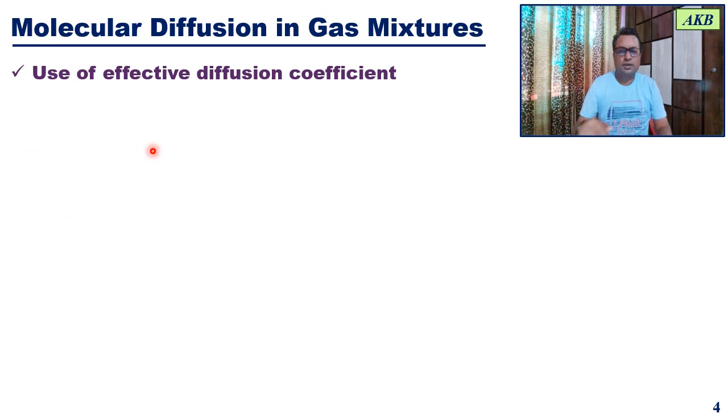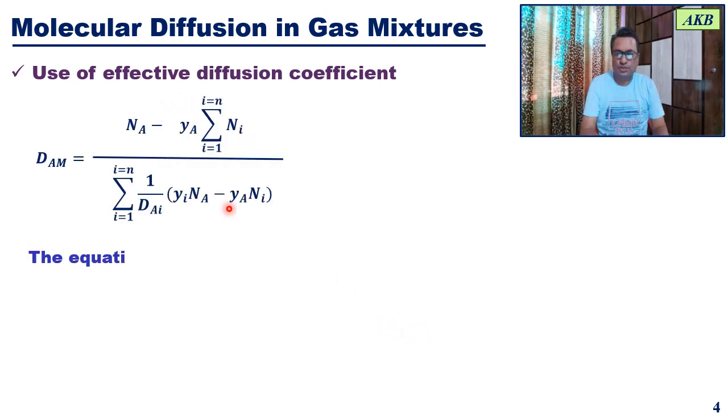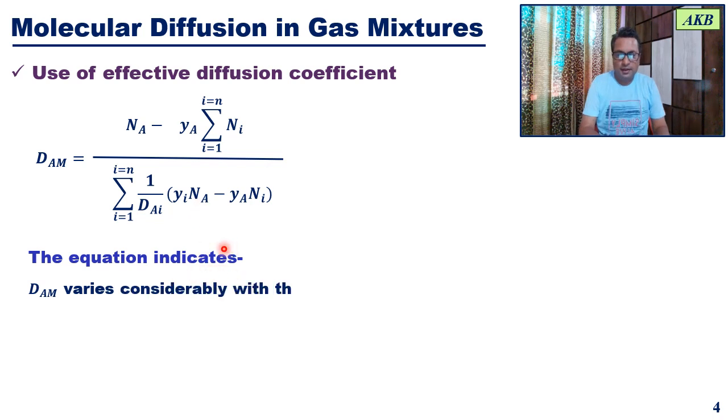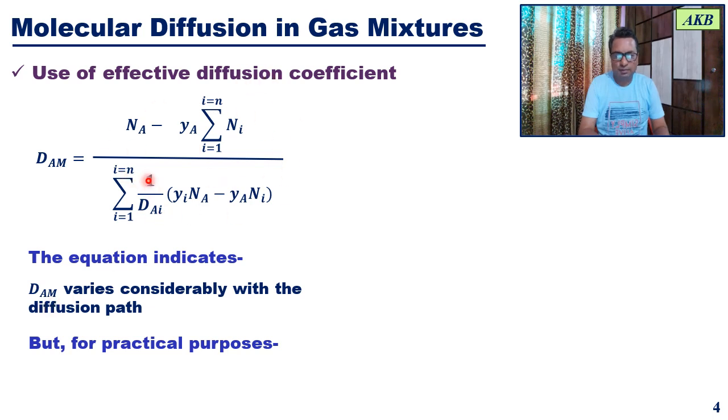Now let us understand how to use the equation for effective diffusion coefficient. In our previous slide we had this equation. It looks complicated, so let us try to simplify it. What does this equation indicate? If you follow the equation, you will come to know that DAM, the effective diffusion coefficient, is considerably changing with the diffusion path.